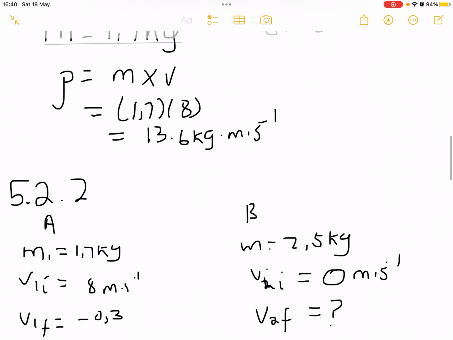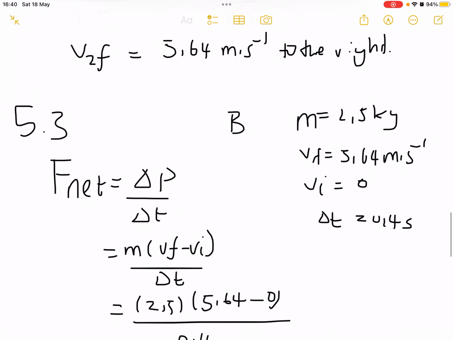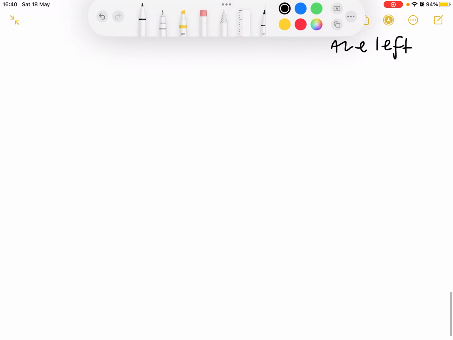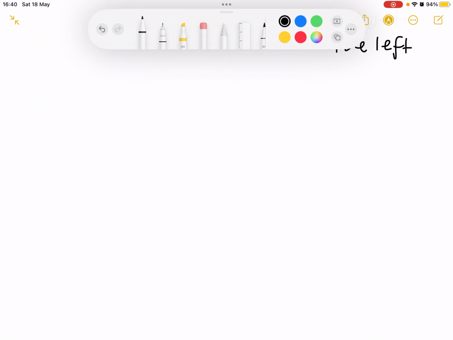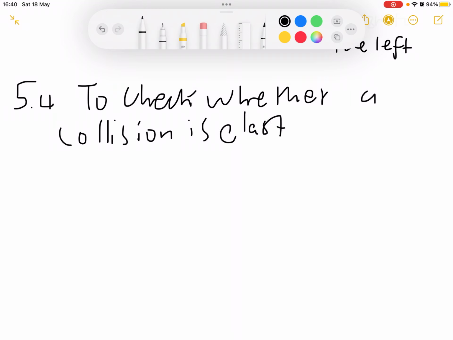Then the last question says, determine by means of calculations if the collision is elastic or inelastic. We're going to check if the collision is elastic or inelastic. So, just a quick word to check whether a collision is elastic or inelastic.